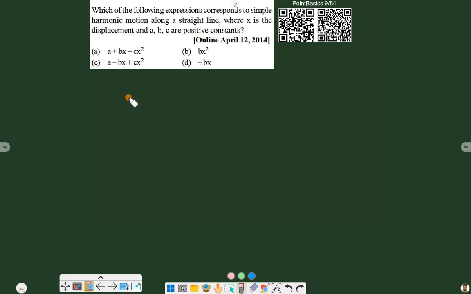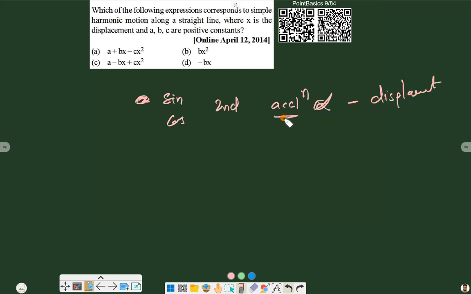So for simple harmonic motion, there are two basic conditions. First, the equation should be representable in the form of a sine or cosine function, and second, the acceleration should be proportional to the negative of displacement. And from this, if we multiply it by mass, the force should be proportional to the negative of displacement.